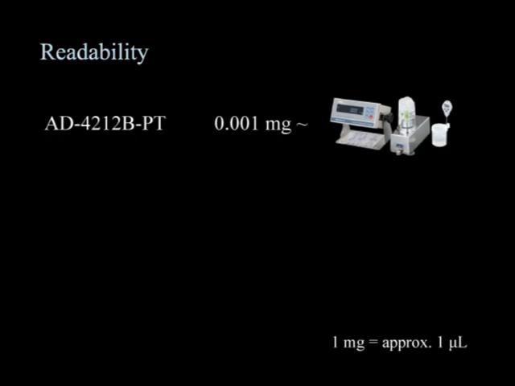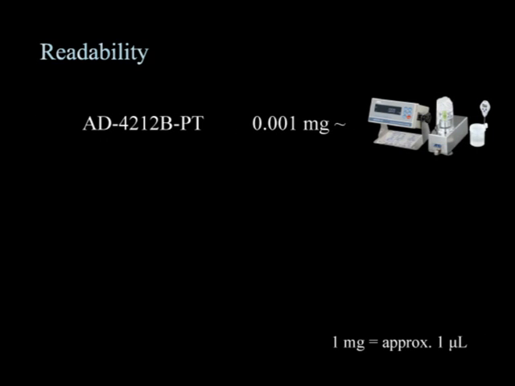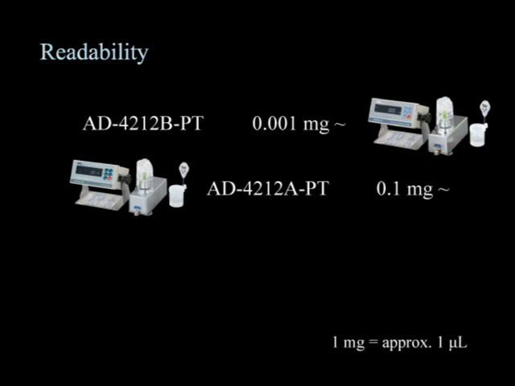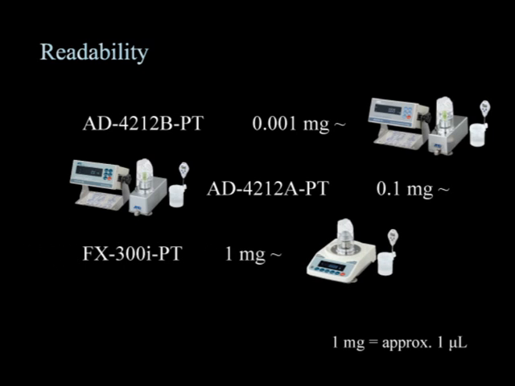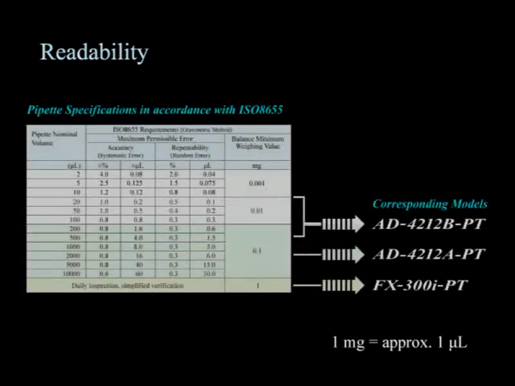A&D offers 3 types of pipette accuracy testers, each including a balance with a different weighing resolution. The AD4212B-PT with the readability of 0.001 milligram, the AD4212A-PT with a readability of 0.1 milligram, and the FX300I-PT with the readability of 1 milligram. Please select the one that best suits your required level of precision.